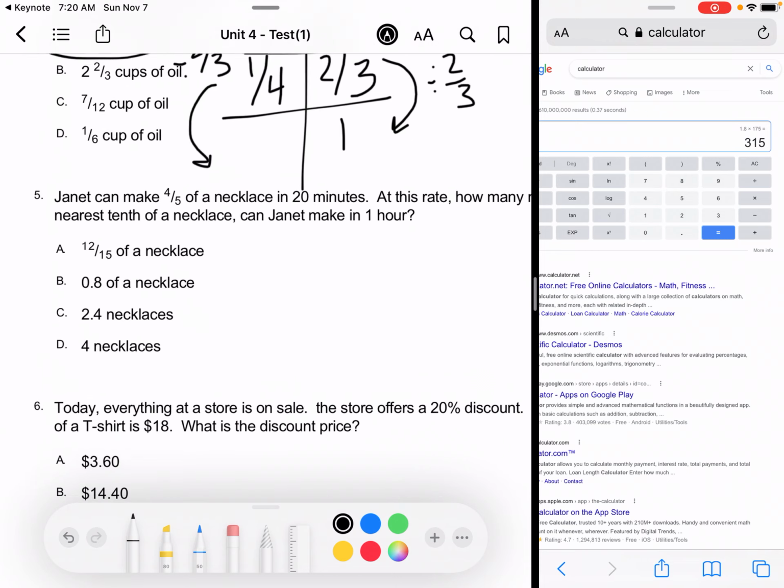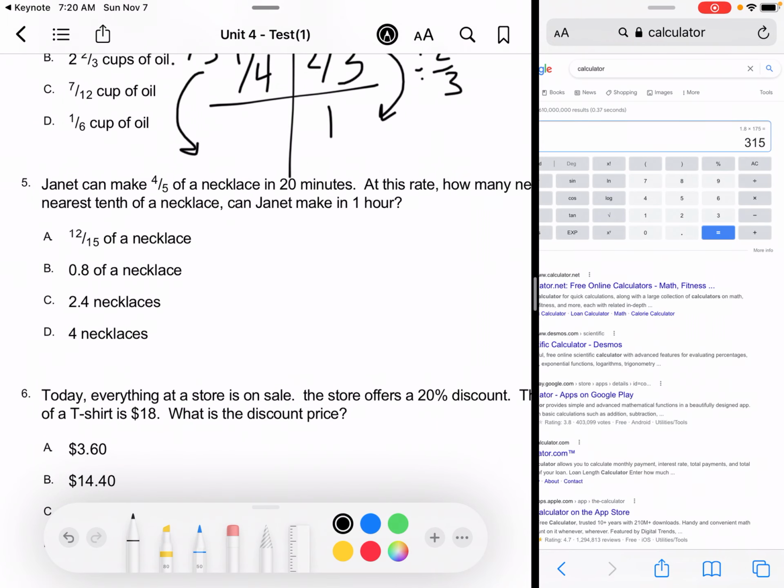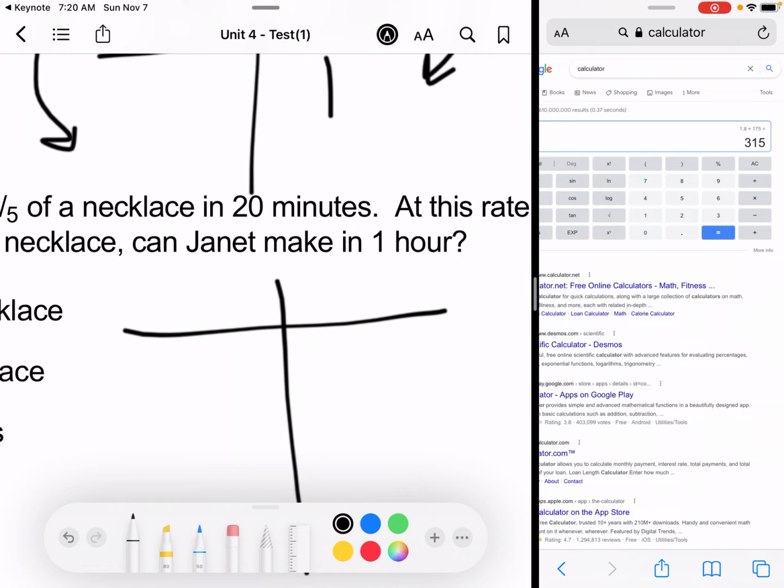per cup of water. Janet can make 4/5 of a necklace in 20 minutes. At this rate, to the nearest tenth, how many necklaces can she make in 1 hour? Well, I have my necklace, and I have my minutes.